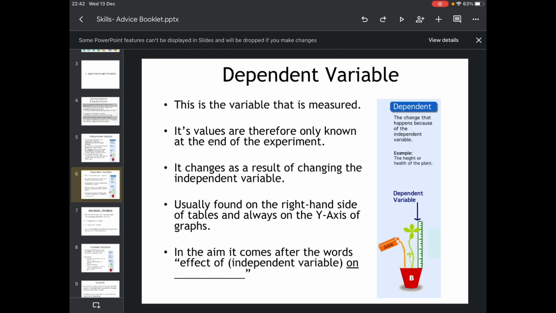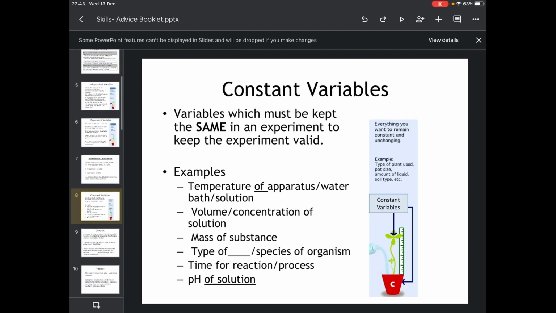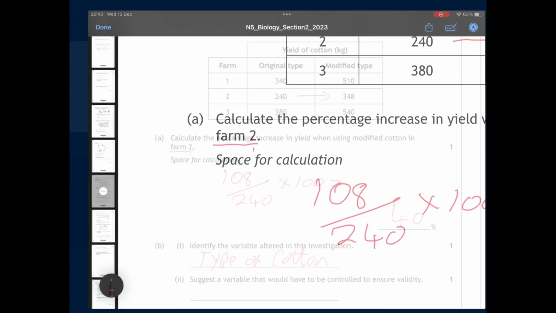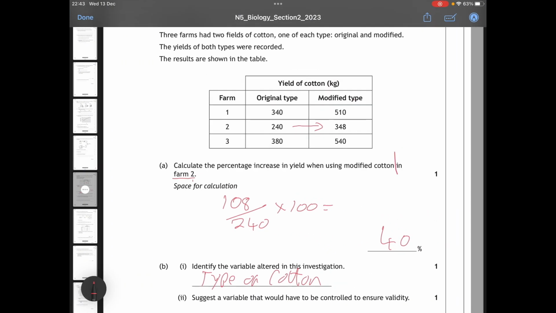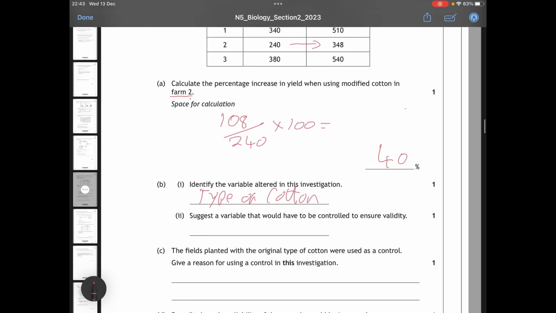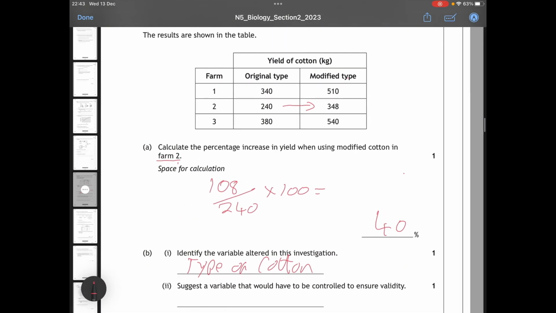Okay. We also mention here what we call constant variables. To make an experiment fair, we don't use the word fair in biology, we use the word valid. It means the same thing. We keep our variables the same, we keep variables constant. And what we've listed here is just some examples of variables that you can choose. Okay. These don't always work. So for example, the study that we're just looking at is outdoors, it's out in a field. And our next question actually says, state a variable or suggest a variable that would have to be controlled to ensure validity. Okay, so in other words, to make it fair.